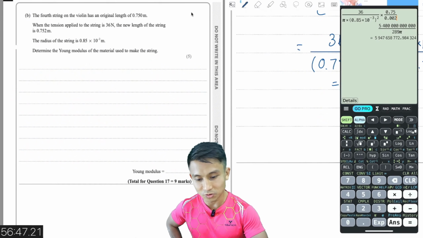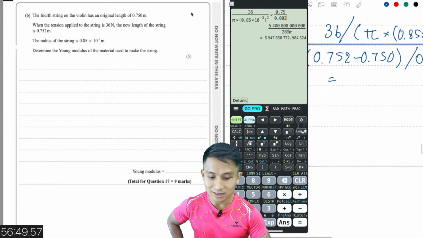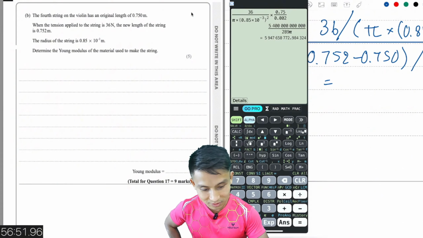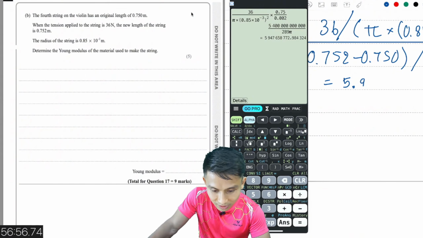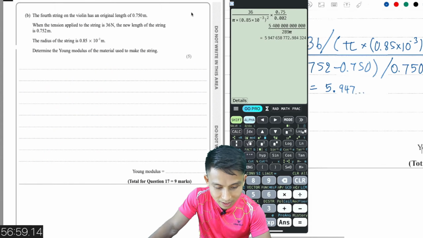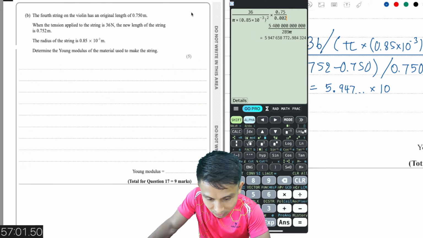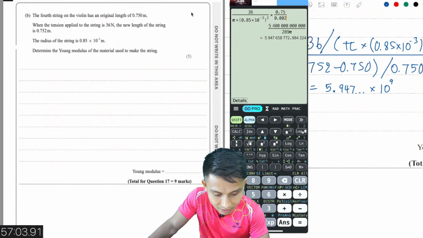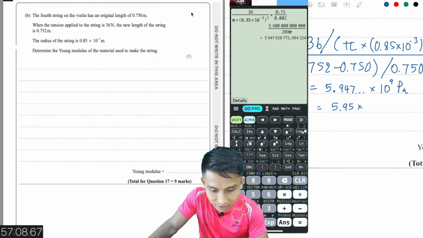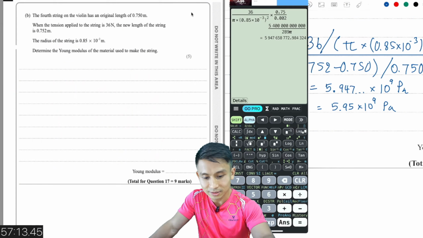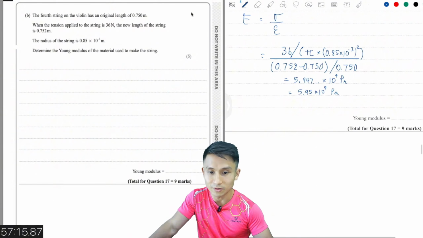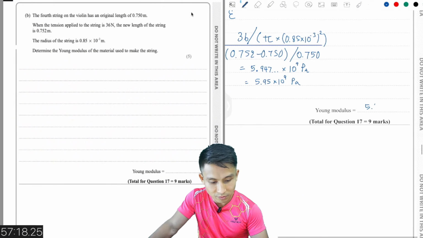I mean, the number should be reasonable. In this case, I think it would be something like that, yeah. So that's about 5.947 and so on, times 10 to the 9, yeah. And this is Pascal. So 5.95 times 10 to the 9 Pascal. That makes sense. That's gigapascal. Okay, yeah. 5.95 times 10 to the 9 Pascal.